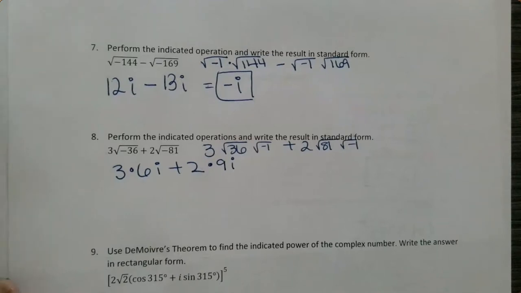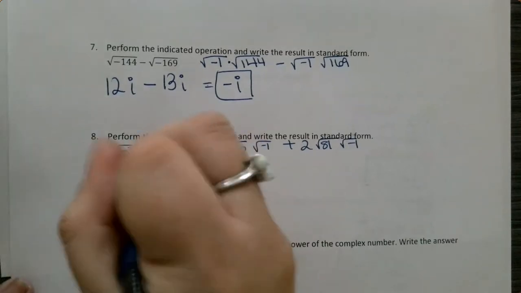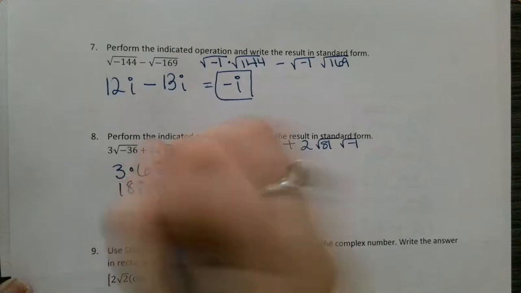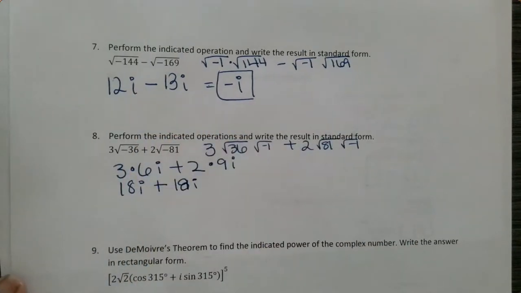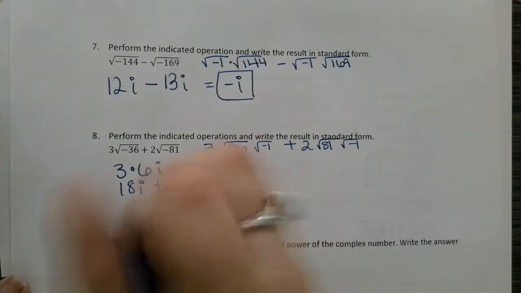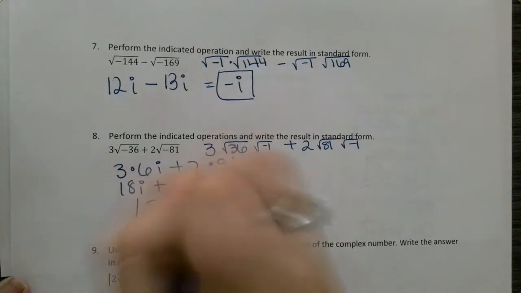Then I want to multiply. So 3 times 6 is 18. 2 times 9 is also 18. And then I have my i. 18 plus 18 is going to give me 36i for my final answer.